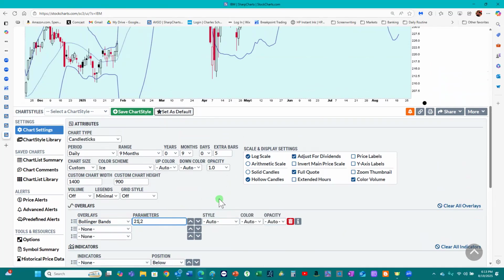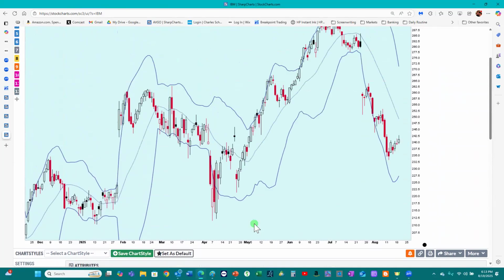You can stick with 20. 20 is the default. Makes it easy. Just stay with the default. And this here is 2 standard deviations. So that is the default for this.